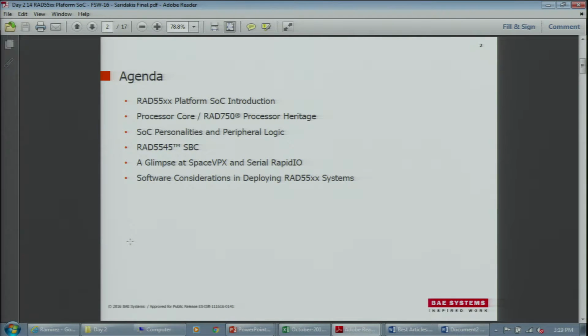Oh, there we go. Left is down. Okay. So the agenda here, sorry.